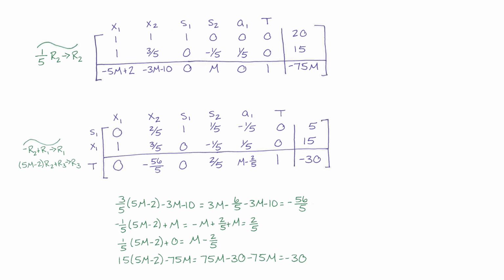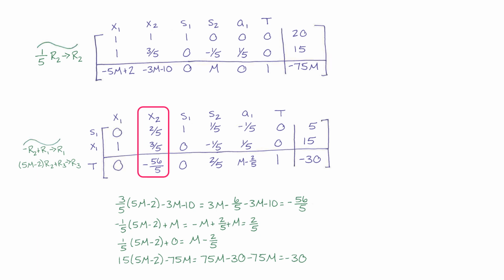So the basic variables for this tableau are s1, x1, and t. So this is not optimal because I do have a negative number in the bottom row to the left of the objective column, and that's -56/5. So that tells me that column 2 is the pivot column, so x2 is the entering variable.